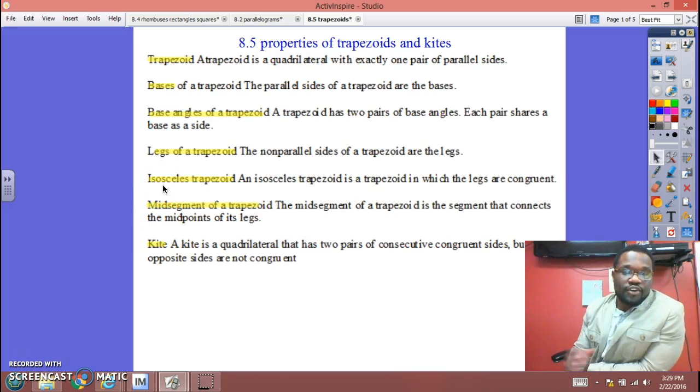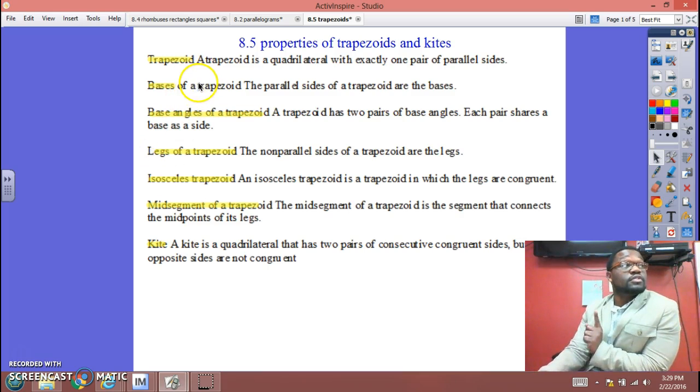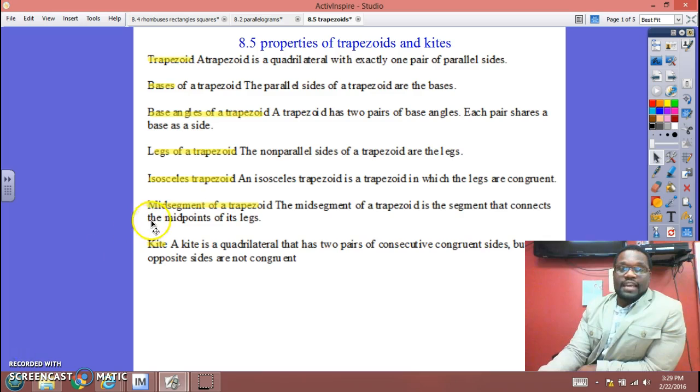These notes are going to discuss properties of trapezoids and kites. The last two are quadrilaterals. And so these are some words that we need to know, so if I make a reference to them, you'll know exactly what I'm talking about.